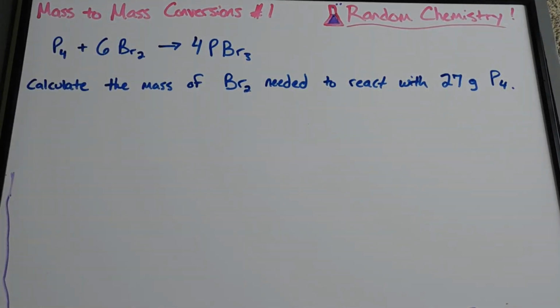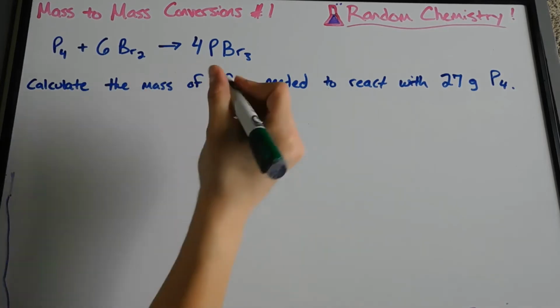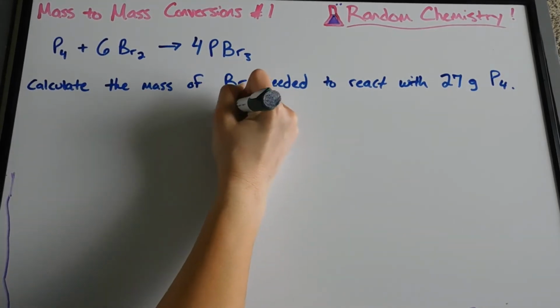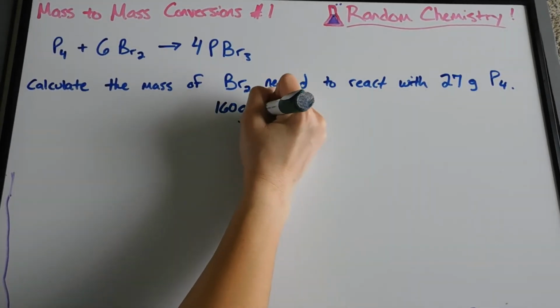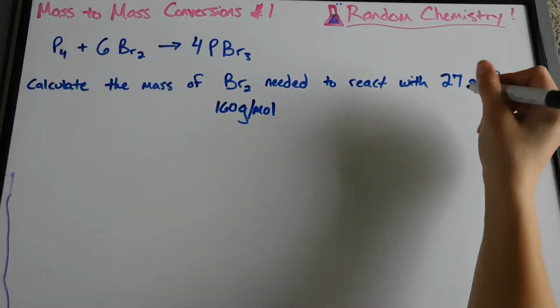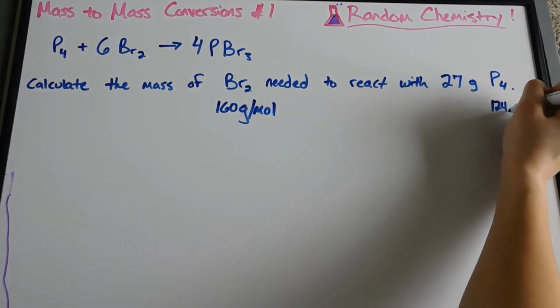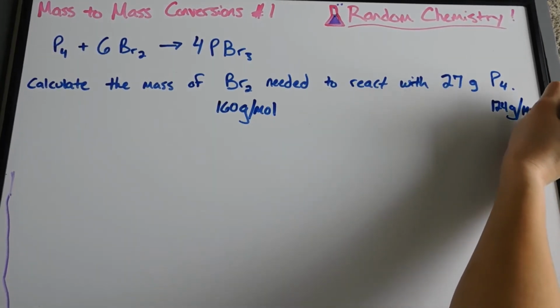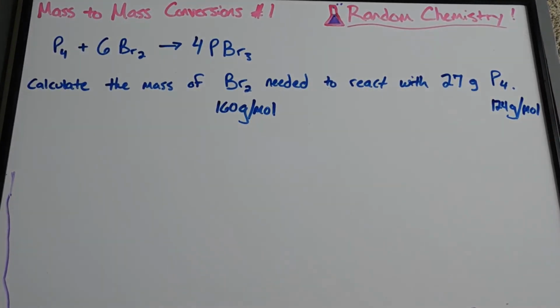If you're not familiar with how to obtain molar masses, then you can check out my video where I show you how. So the molar mass for Br2 is 160 grams per mole. And the molar mass of P4 is 124 grams per mole. And remember that these can be written as conversion factors, which we'll use later.